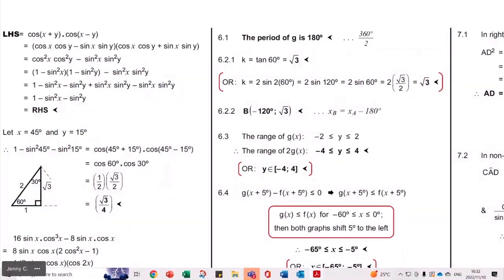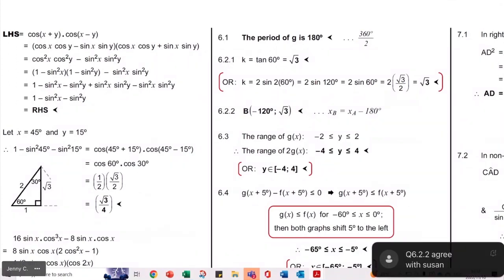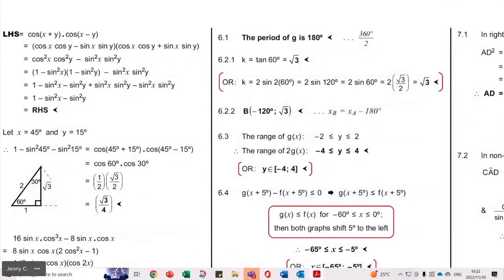What I did on this question, if you look at point A and the asymptote of F, the distance between point A and the asymptote is 30, and it should be the same distance as the negative asymptote with the point B. So that will be 30 degrees. But if you go to the left, it should be negative 30. That's how I did it.